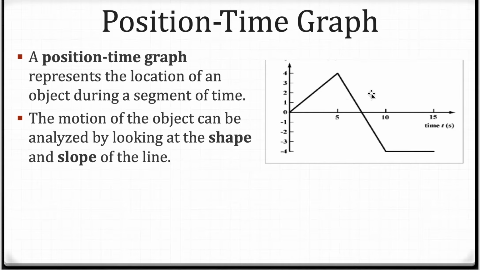So here we have a position time graph. Unfortunately, my labels got cut off, but there should be a little X right here to represent a position time graph. And you can see 0 as our X-axis. That's where the object started at. It went up to 4 meters in 5 seconds. Then it dropped down from 5 to 10 seconds. The object went in the negative direction, and then it stopped moving. And we're going to talk about what these different shapes and slopes mean.